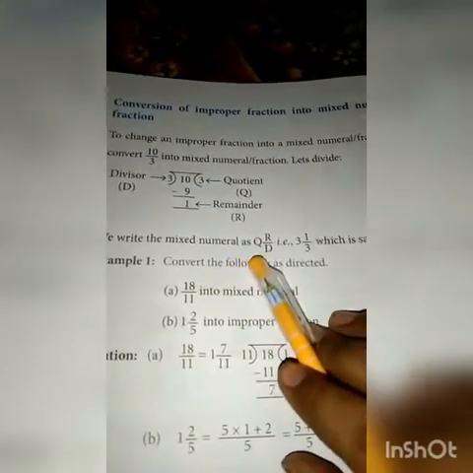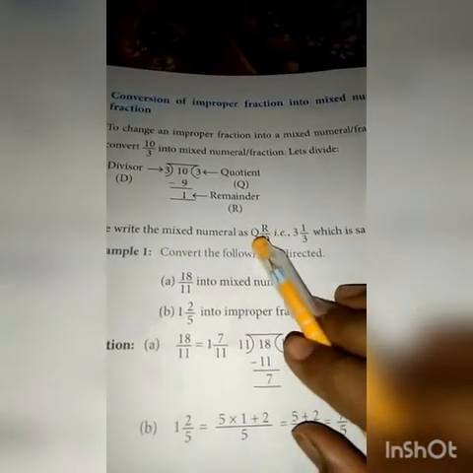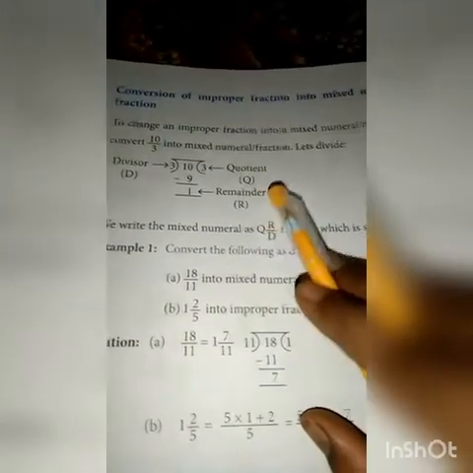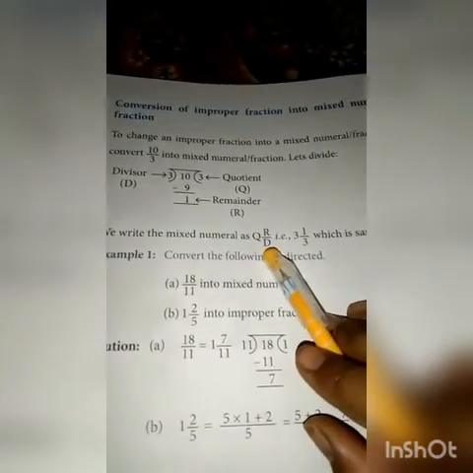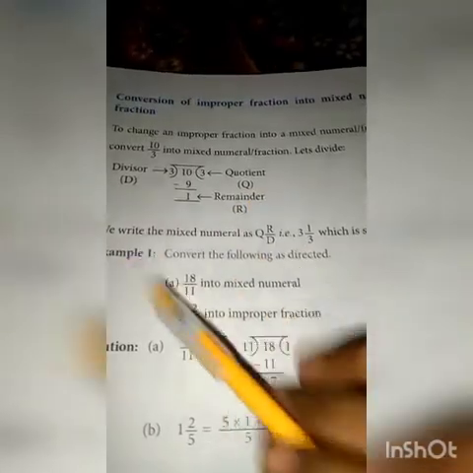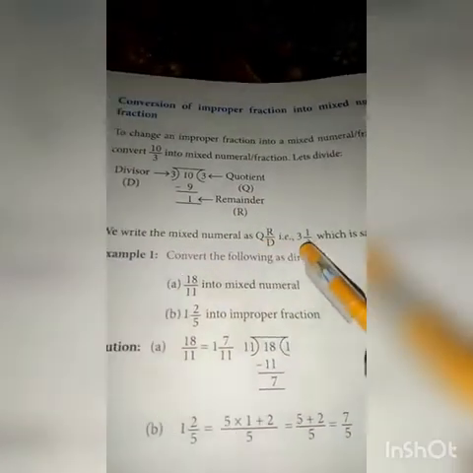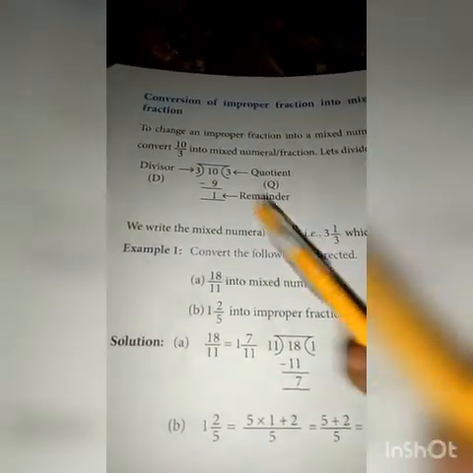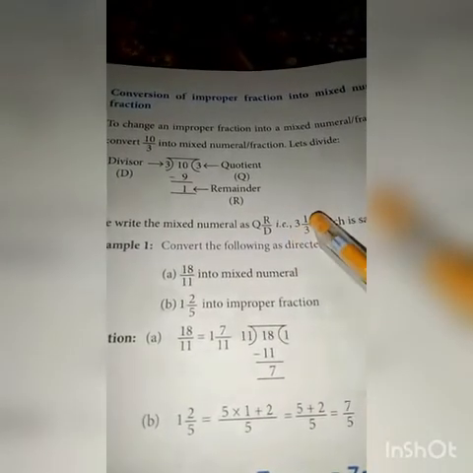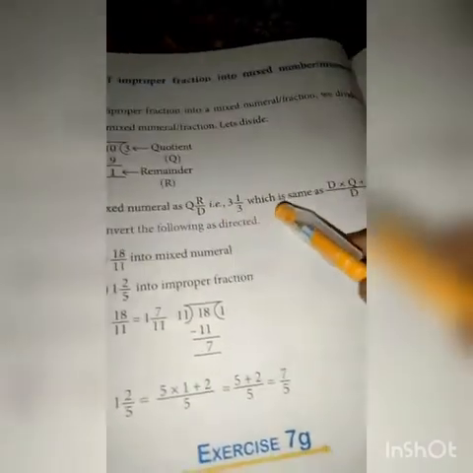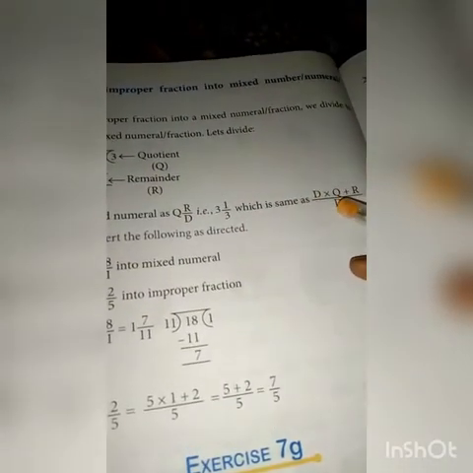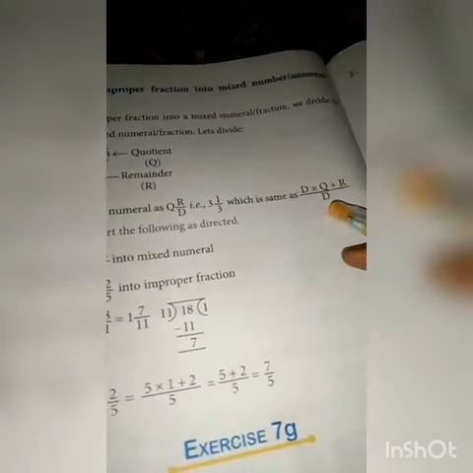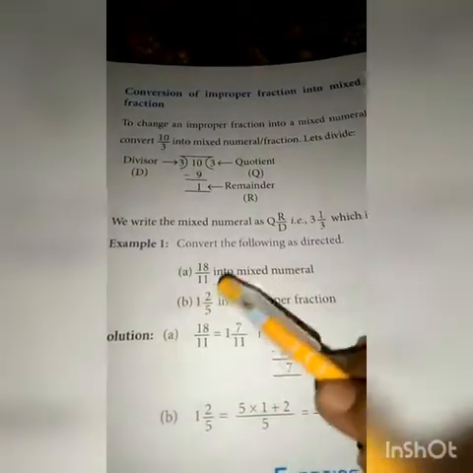We write the mixed numeral as Q R upon D. Q is the quotient, R is the remainder and D is the divisor. As it is written here, Q, R and D. That is, Q is 3 here, R is 1, the remainder is 1, and D is 3 again. So 3 whole 1 upon 3. We pronounce this type of fraction as 3 whole because it is a whole number. 3 whole 1 upon 3 is the same as (D multiplied by Q plus R) upon D. Clear?